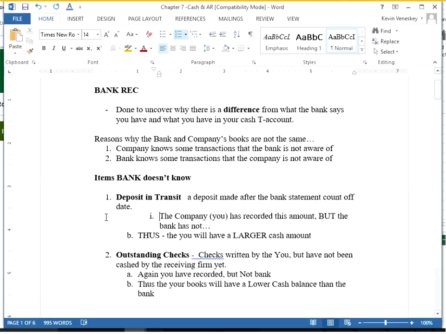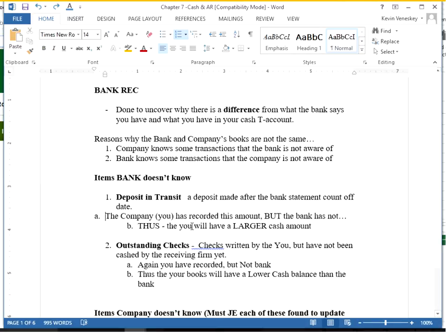The couple things that I want you to think about when there's a deposit in transit is, okay, I know our two numbers will be different, mine and the bank's, but how will they be different? And who should have a higher amount? Well, hopefully it makes sense that you would have the higher cash amount because you recorded that deposit. However, the bank doesn't know about it. Therefore, your cash should be higher. So that's something that the bank doesn't know, that isn't showing up on their bank statement.